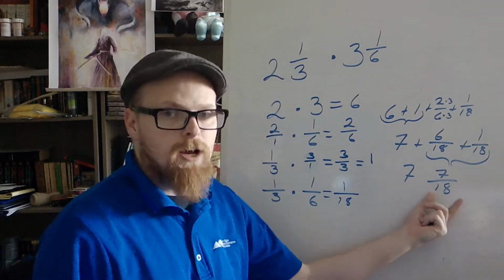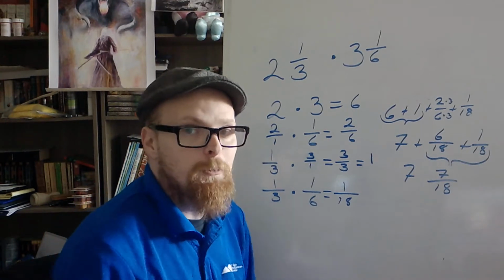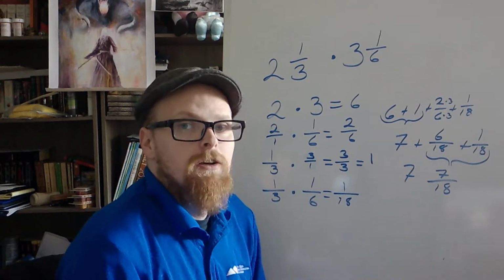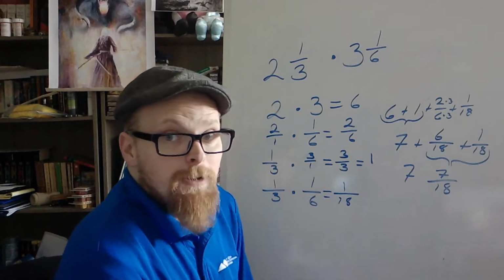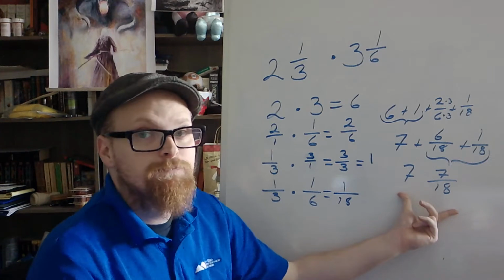Always double check your fraction. Make sure it can't simplify. It cannot in this case. 7 is only divisible by itself and 1. 18 doesn't divide evenly by 7. Okay? So now our answer is 7 and 7/18.